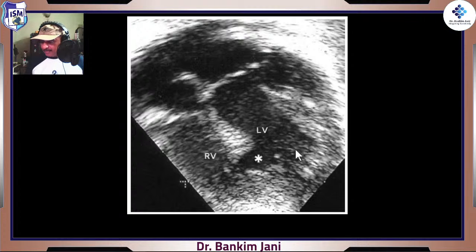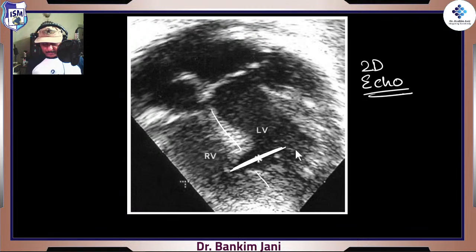Here it is, this is a 2D echo, and in this we can very well see a clear defect, right? This is the normal septum, and that's where the VSD, the ventricular septal defect, is seen.